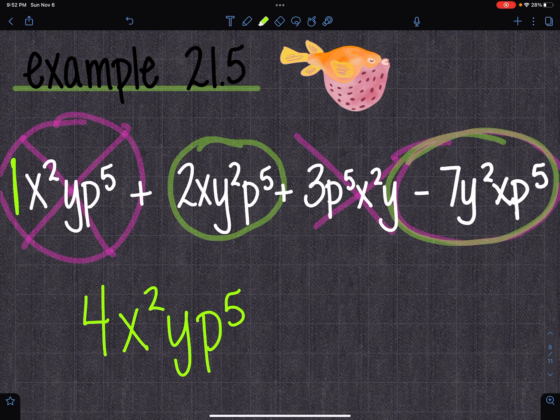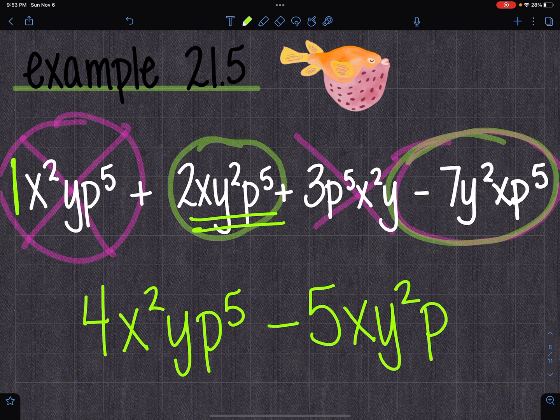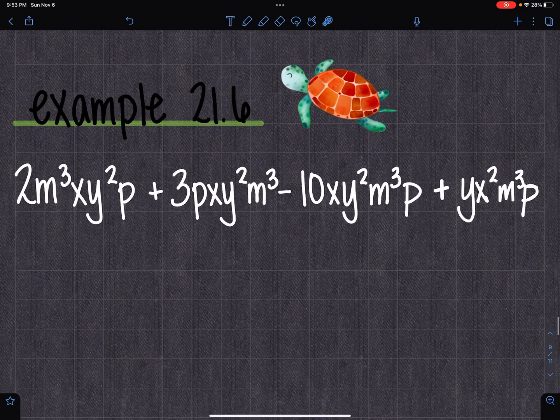Now to combine them, the important thing is that we're adding the coefficients. So we're adding 2 plus -7. 2 plus a -7 is what? -5. And then I just write the variables the same. And it doesn't matter how I write them. I'm just going to choose this first way that went with the 2. X, y squared, p5. Bam! Now, we just simplified 4 terms that look confusing into 2 terms that also look confusing, but they're a little more simple. And that's how you simplify this. Cool, huh? All right, let's do another example, example 21.6.